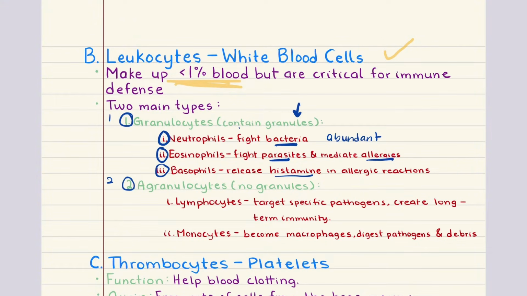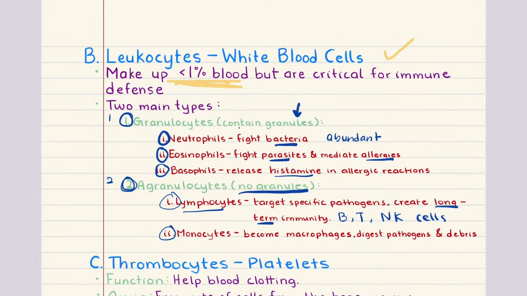Then we have the other category, agranulocytes, which do not have visible granules. Here we want to discuss lymphocytes and monocytes. Lymphocytes include B cells, T cells, and natural killer cells, and they play a key role in targeting specific pathogens. They're also responsible for long-term immunity.